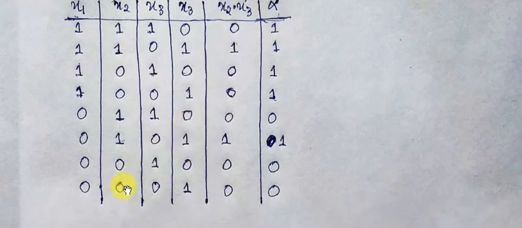x3 complement, that means 0 complement, 0 complement will be 1, here we have written. So x2 into x3 complement, 0 into 1, this is 0 from the multiplication table, and the value of alpha, x1 plus x2 into x3 complement, that means 0 plus 0, this is equal to 0, here we have written.